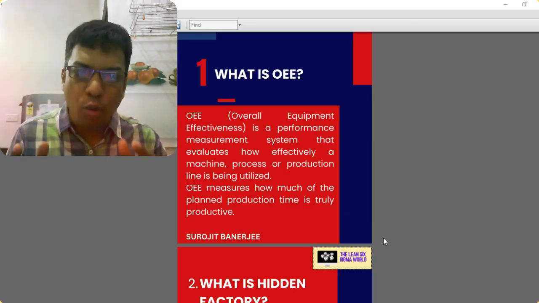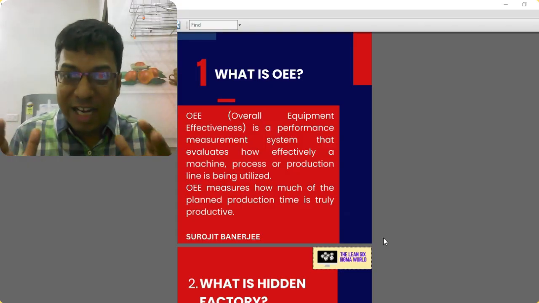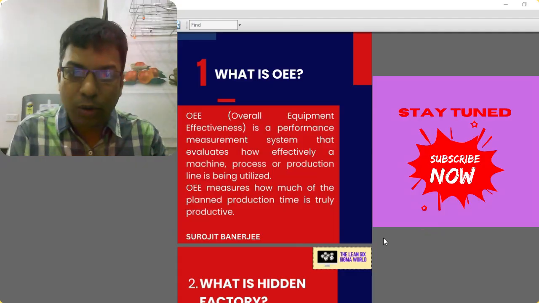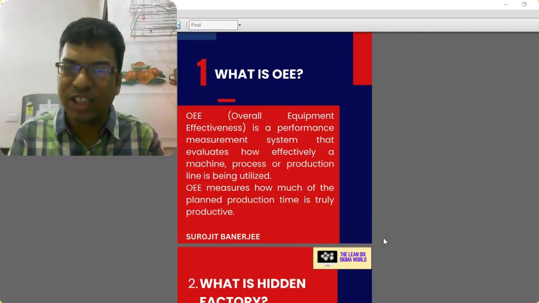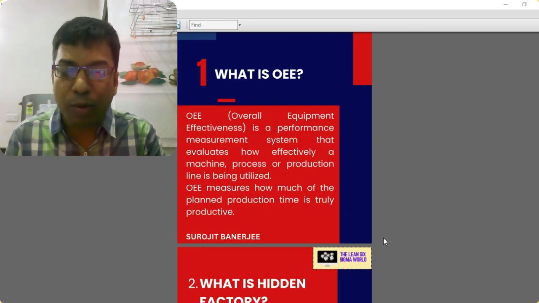Now you can find out OEE for the individual machines. You can find out OEE for the entire department, machine shop department. You can find out OEE for the individual lines inside the department, like shaft production line, bracket production line, bearing housing production line, cell production line.